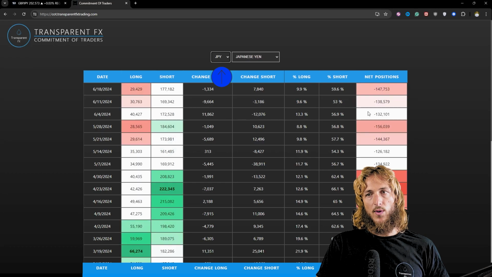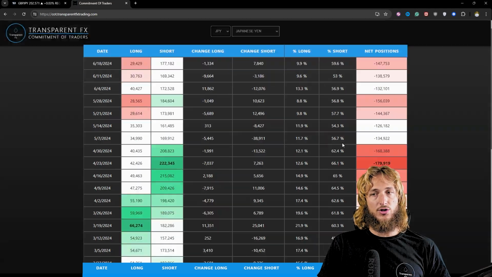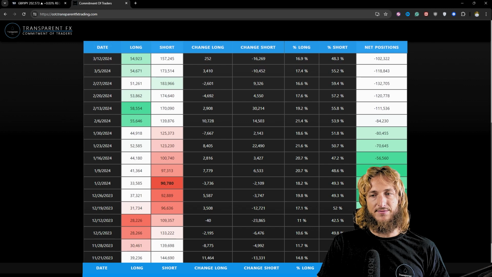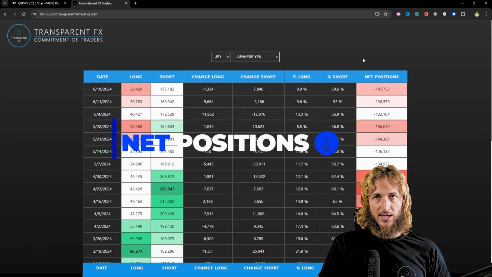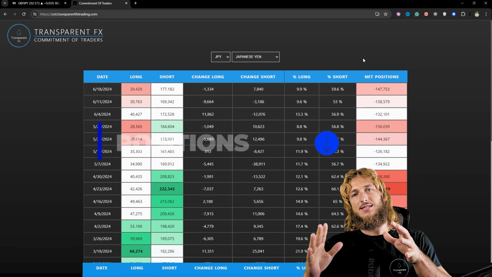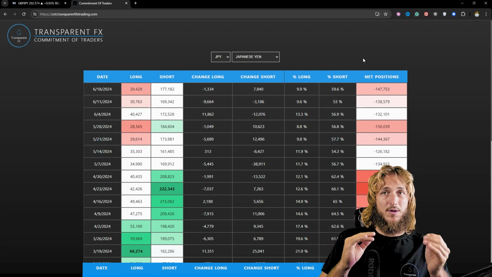If we move to the JPY, we can see how it has been getting very negative. So institutions have been shorting the JPY aggressively, going from minus 55k all the way down to minus 147.7k net position. So institutions essentially are moving to the bullish side of the GBP and to the bearish side of the JPY.